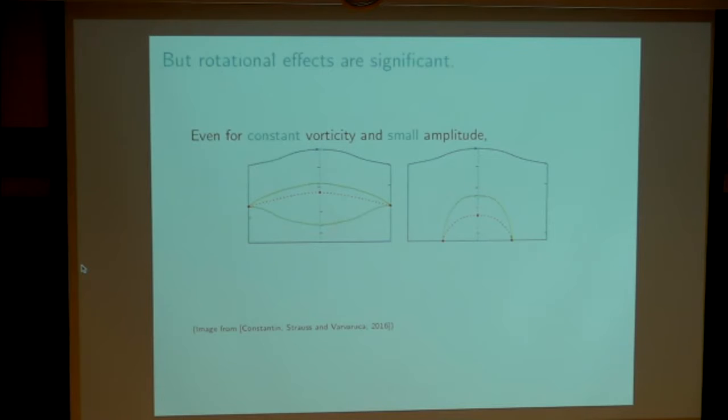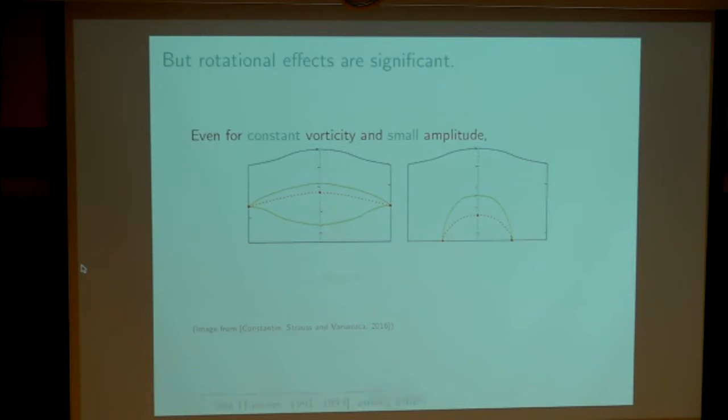But vorticity is important in fluid mechanics, regardless of whether there is a free surface. And in fact, even in the simplest case of constant vorticity and for small amplitude, you can analytically describe that the flow underneath a Stokes wave can have a layer of singular points, and this is not possible for zero vorticity.